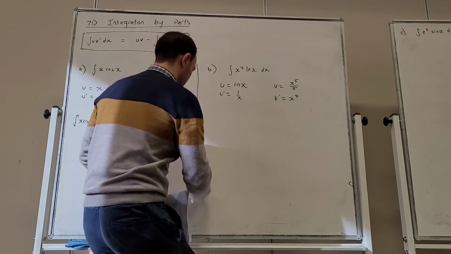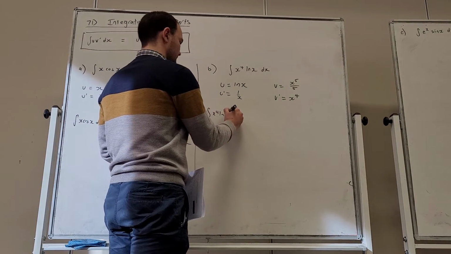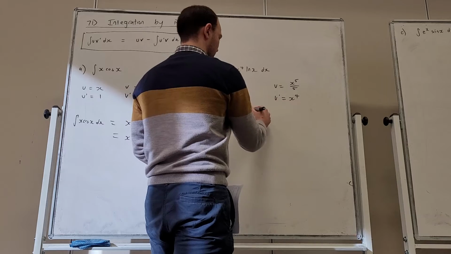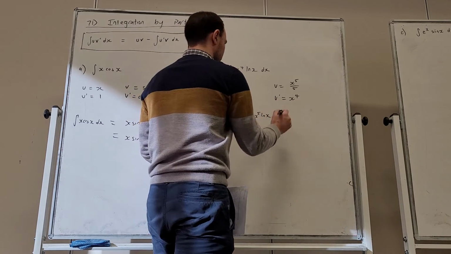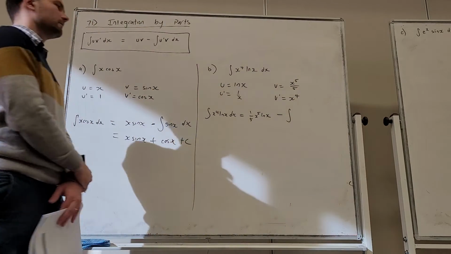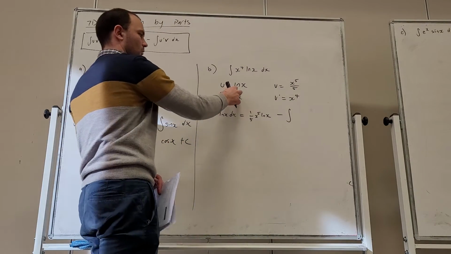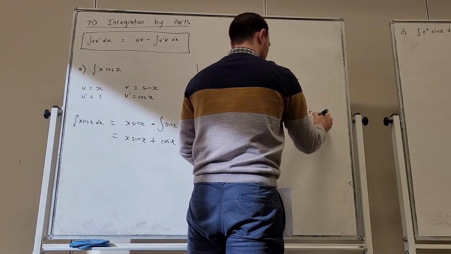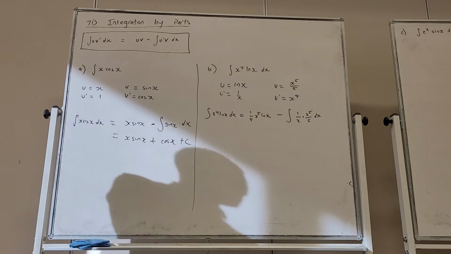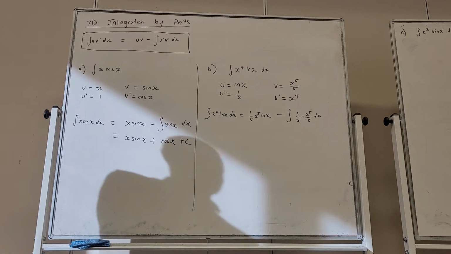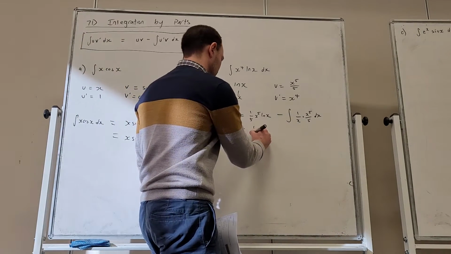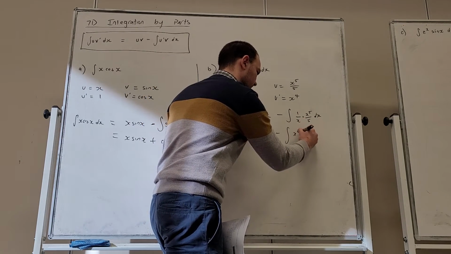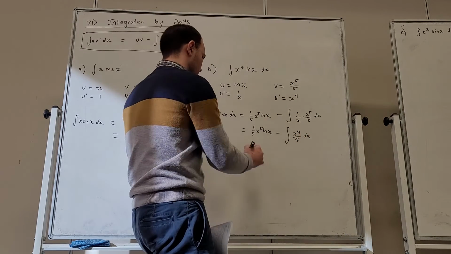Okay, so then the integral of x to the 4 ln x is going to be U times V. So we have 1 on 5 x to the 5 ln of x. Take away the integral of U dash V. 1 on x times x to the 5 on 5. Alright, then let's slowly evaluate that one. This is going to be x to the 4 on top of 5. And then we can form it.